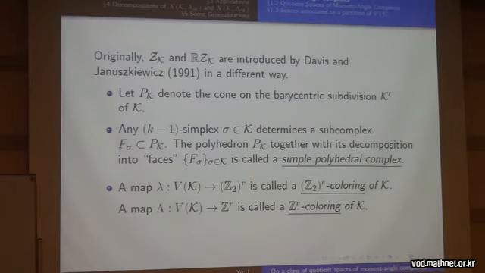And Davis and Januszkiewicz define this space using a coloring of the vertices of K. So a map is called a Z_2^r coloring of K if it's just a map from the vertex set of K to Z_2^r. And similarly, a Z^r coloring is a map from the vertex set to Z^r. Because we will discuss the quotient space of the moment-angle complex and the real moment-angle complex at the same time, I introduce these two notations.